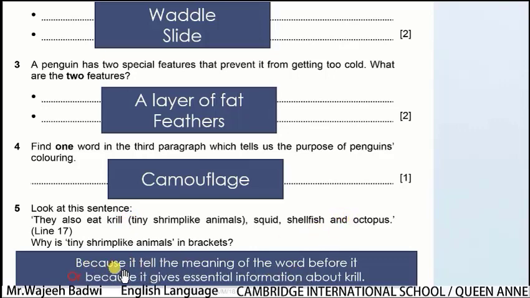Just write one, don't write both of them. Because if you wrote both of them, you're going to have it counted as a mistake. So you are allowed just to write one. Here I wrote two just in order to give you more explanation. Let's go to the next page.